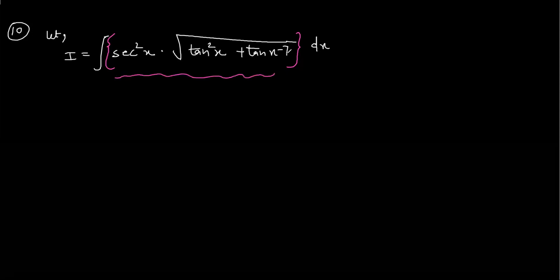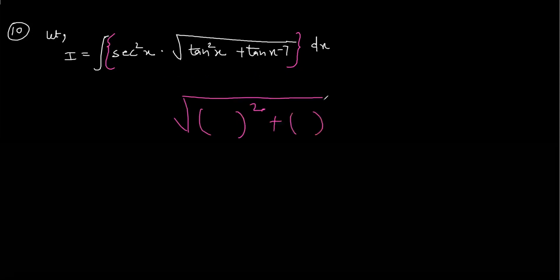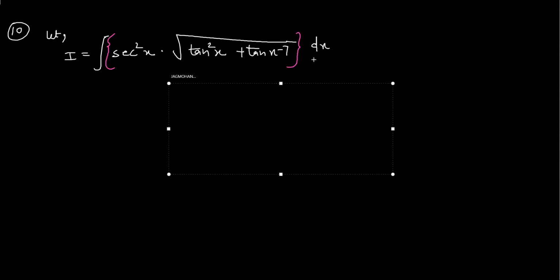Now, which type is this very close to? Definitely it is close to root of quadratic. Why? Because I see inside a square root, I see a square, then I see the same thing without the square having power 1. I have tan square x, then tan x with power 1, then a constant. So I understand that there is a good chance of this getting converted into this type, and then I will start working on that.